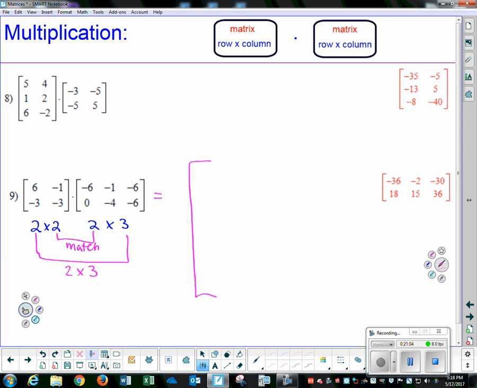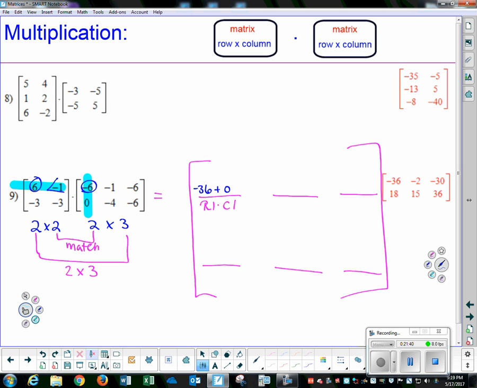So I like to set up 2 rows, 3 columns, because then I know what I need to fill in and where I'm belonging, right? I don't usually write it, but I do like to think I'm taking row 1 times column 1. It just helps keep me in my place. So 6 times -6 gives me -36, added with 0. Got that? I took 6 times -6, -1 times 0, added the 2 results.